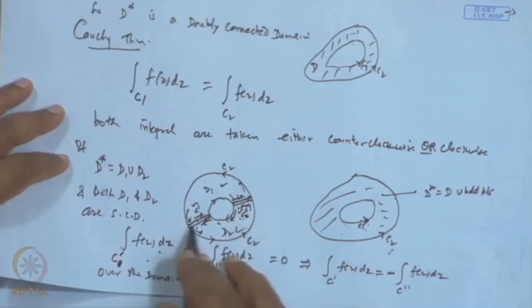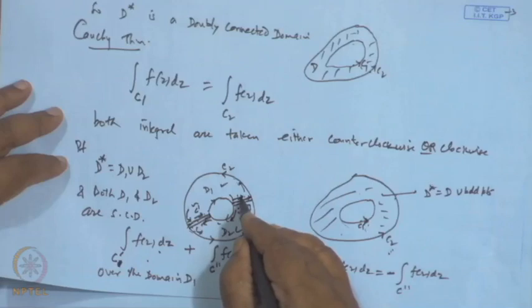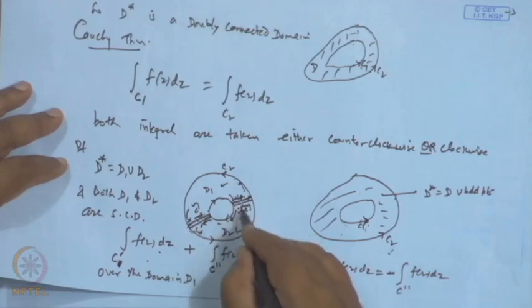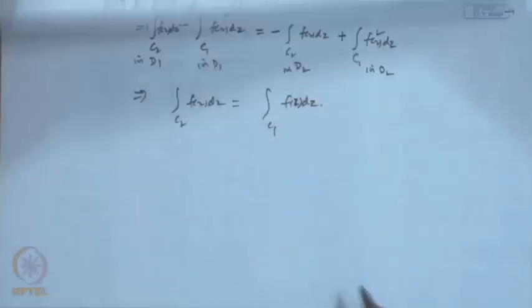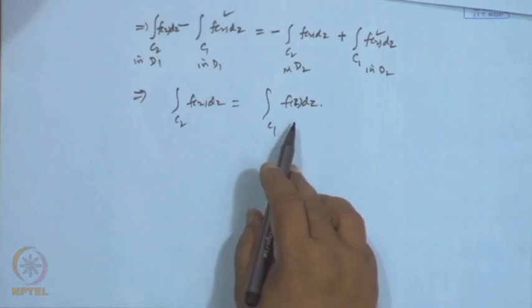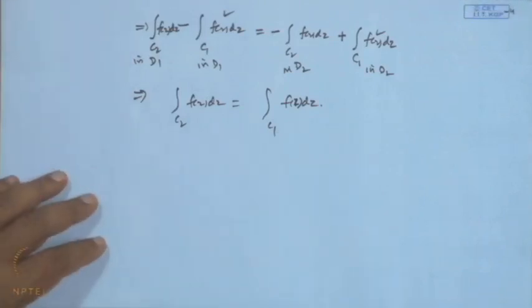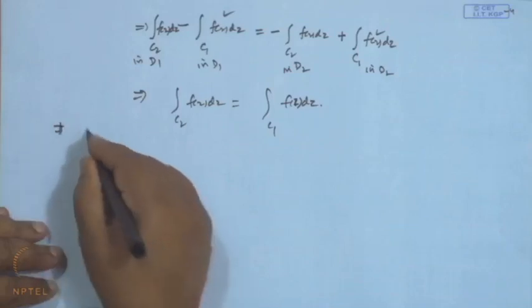So, the value of this integral is 0, meaning the value along this plus the value along this must be 0. Similarly, the value along C2 and these two are 0, but these two are opposite and along the same path, the function is the same, so they will not contribute. Therefore, the value of the integral along the outer boundary is the same as the value along the inner boundary, and that proves the result. Okay. Now this can be extended in general.